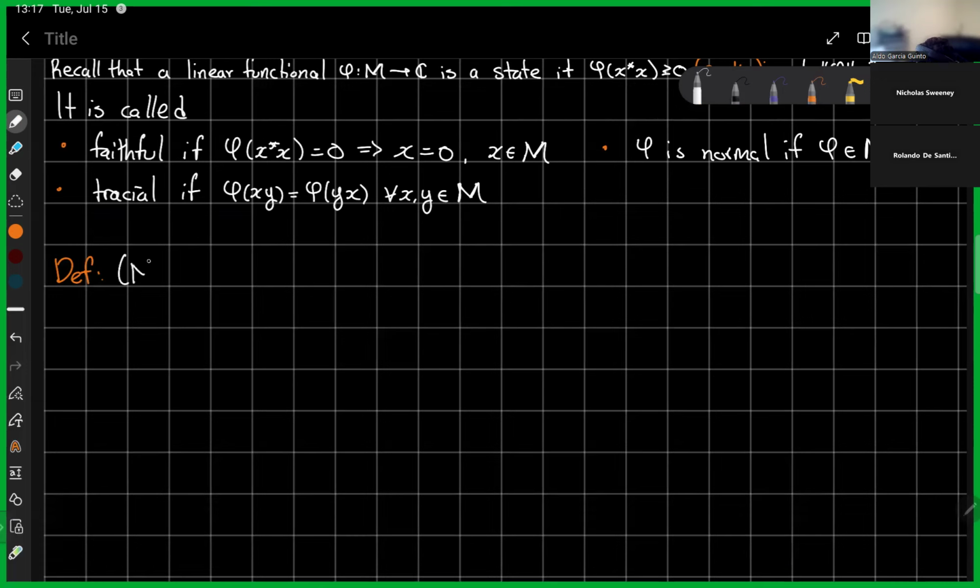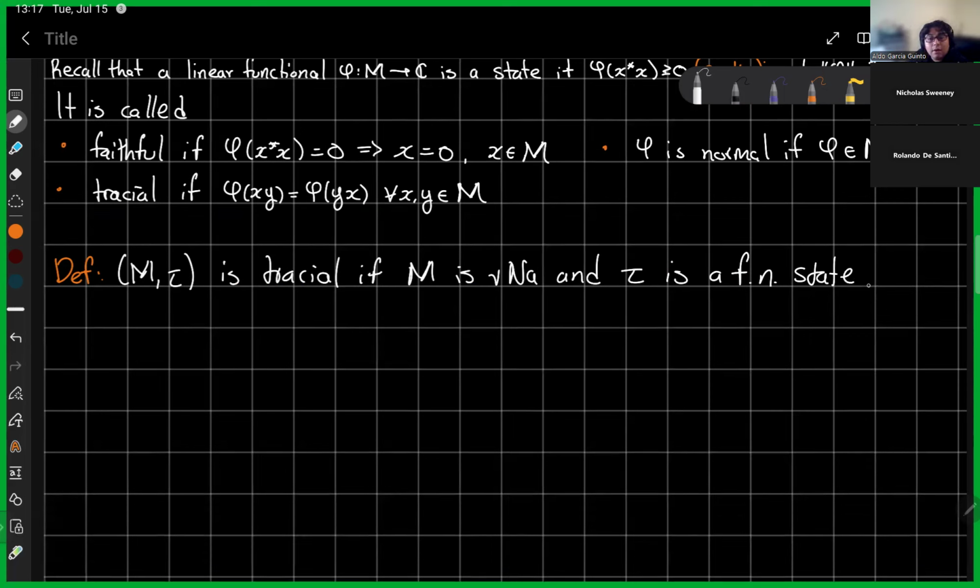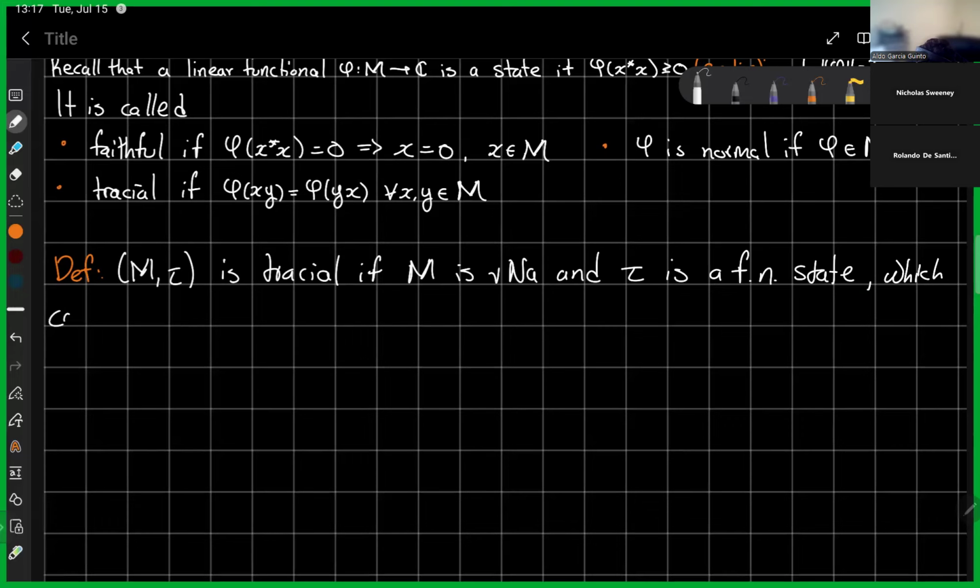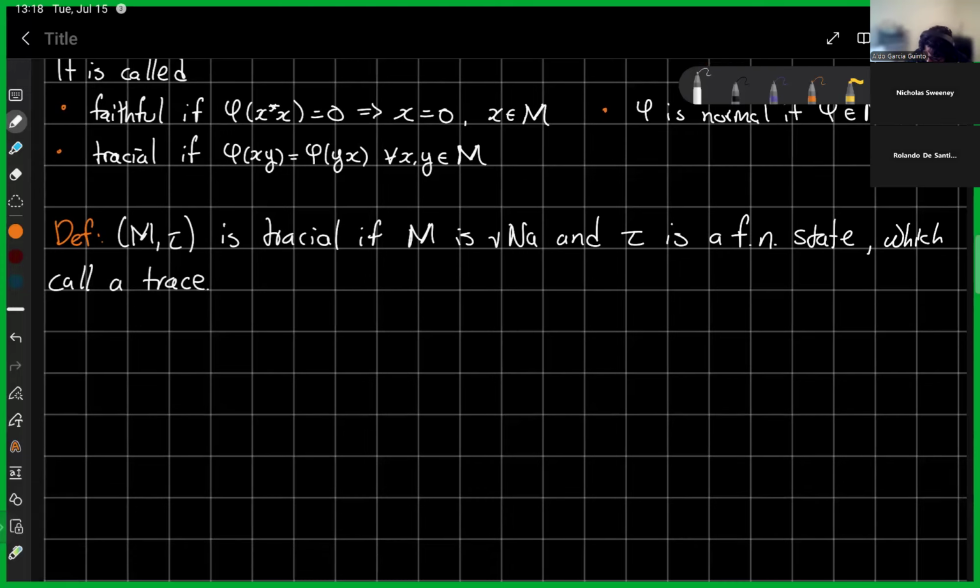A pair (M, tau) is tracial if M is a von Neumann algebra and tau is a faithful normal state, which we call a trace.